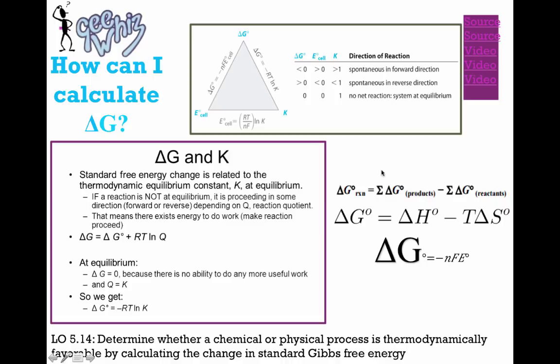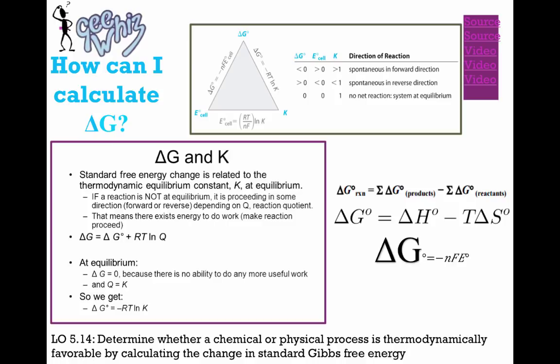Other ways that you can find delta G is doing products minus reactants, or delta H minus T delta S, or negative nFE naught. And finally, you can do delta G equals negative RT ln K. All 4 of those are on your equation sheet. You just have to be able to use them.